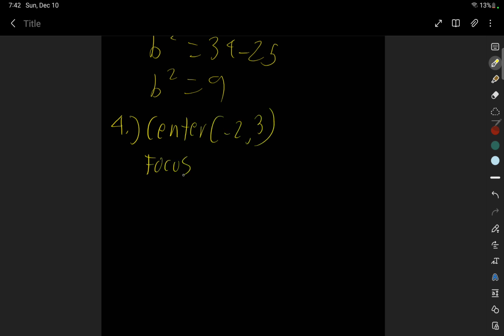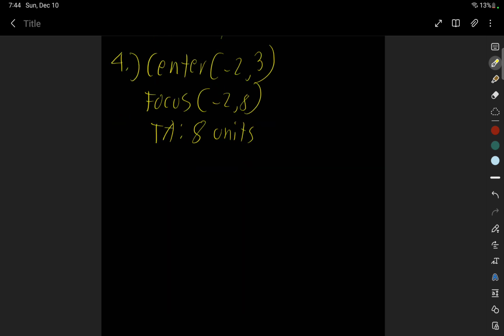One focus is equal to negative 2 and 8, and the length of the transverse axis is 8 units. So pag ganito class na given ang ating coordinates, madali na natin ma-solve si standard equation, basta alam natin ang parts ng hyperbola at kung paano gamitin ang mga formulas. Okay, so ano yung first na gagawin natin?